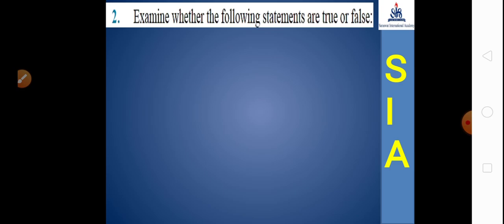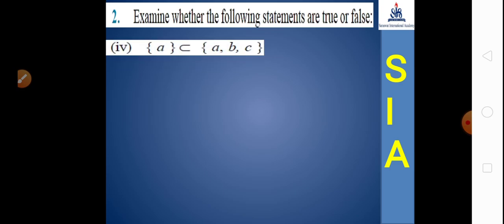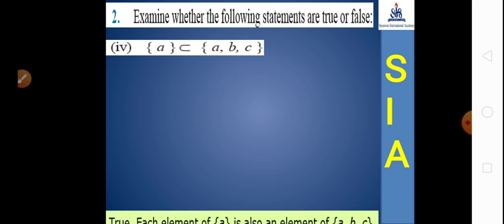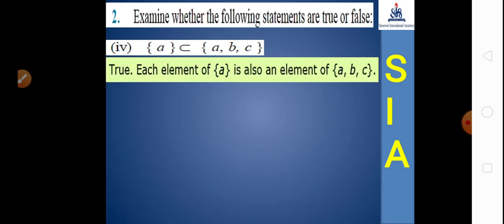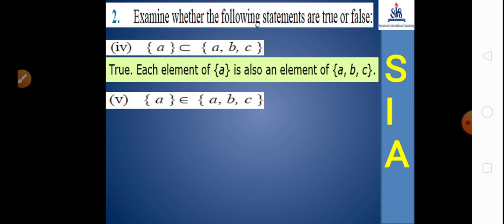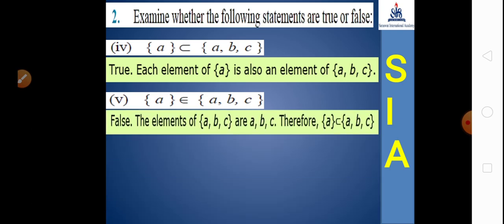Second one. Continue. Question number 4. A is a subset of {A, B, C}. Yes, definitely it is true. Fifth, A belongs to {A, B, C}. Students, here check: on the left side a set is given, on the right side a set is given. So between them it is never written "belongs to". It is a set written, not an element. But here "belongs to" is written. So my question is wrong. So my answer is false.